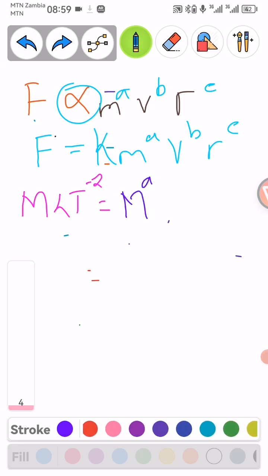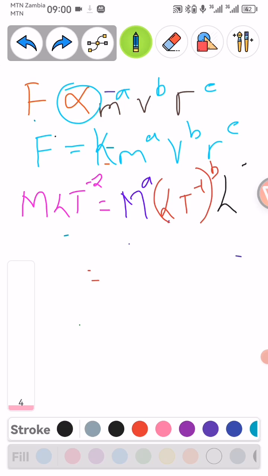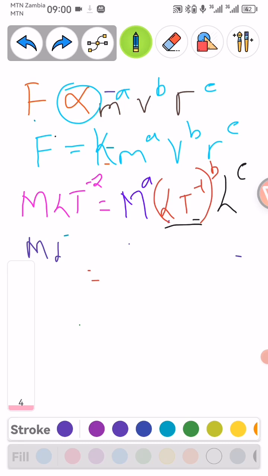V is velocity, and velocity is LT^-1, but it has a power of b, so we put it like that. And r is a length, so it's just L to the power c. Then we open up the brackets: MLT^-2 comes back, M to the power a comes back, then L to the power b, T to the power negative b, and L to the power c.